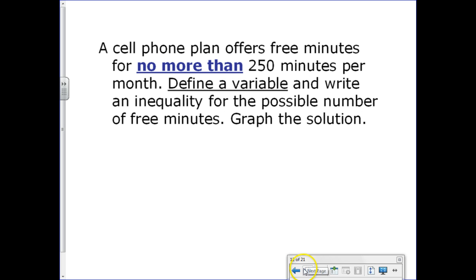All right, here's another one. A cell phone plan offers free minutes for no more than 250 minutes per month. Define a variable and write an inequality for the possible number of free minutes and graph the solution. All right, so if it's no more than 250 minutes, and my variable is going to represent minutes, I think I'm going to be Captain Obvious here and use the variable m for minutes.